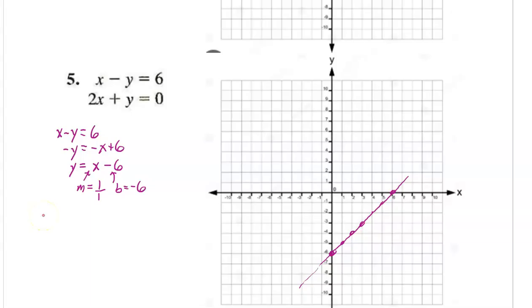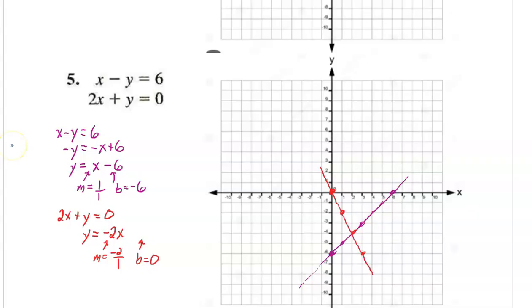Now the second equation, it's not in slope-intercept form either. So let's rearrange it. Subtract 2x from both sides, getting y equals -2x. Now it's slope-intercept form. The m is the -2, or you can think of it as -2 over 1, and the y-intercept is 0. So the first dot goes at the origin, and the slope pattern is down 2 over 1, down 2 over 1, down 2 over 1, and draw the line.